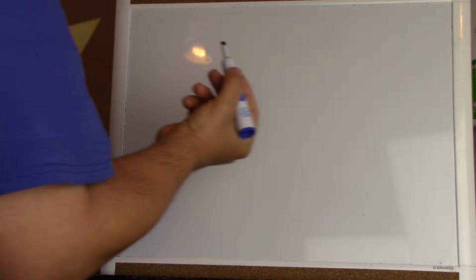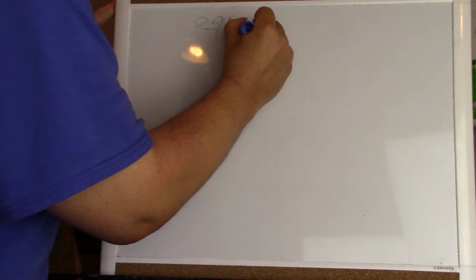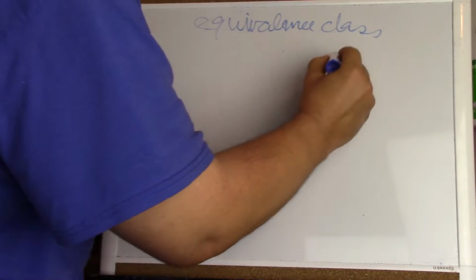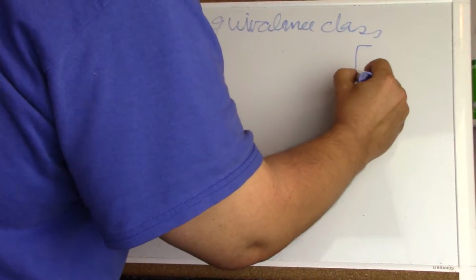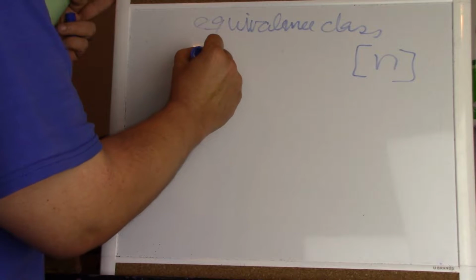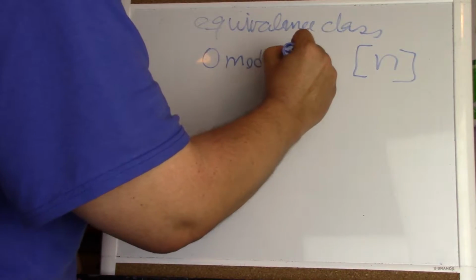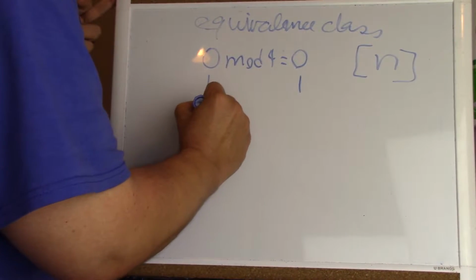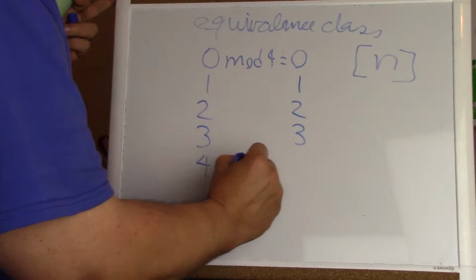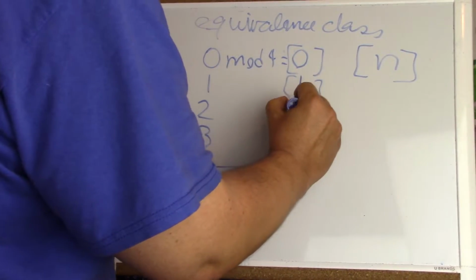So then there's a concept that's called equivalence class. And the nomenclature, it's really a bracket with a number. So for example, let's just say mod 4. So 0 mod 4 is 0, 1 is 1, 2 is 2, 3 is 3. But then when you get to 4, you're back at 0 again. And so these are the equivalence classes mod 4.